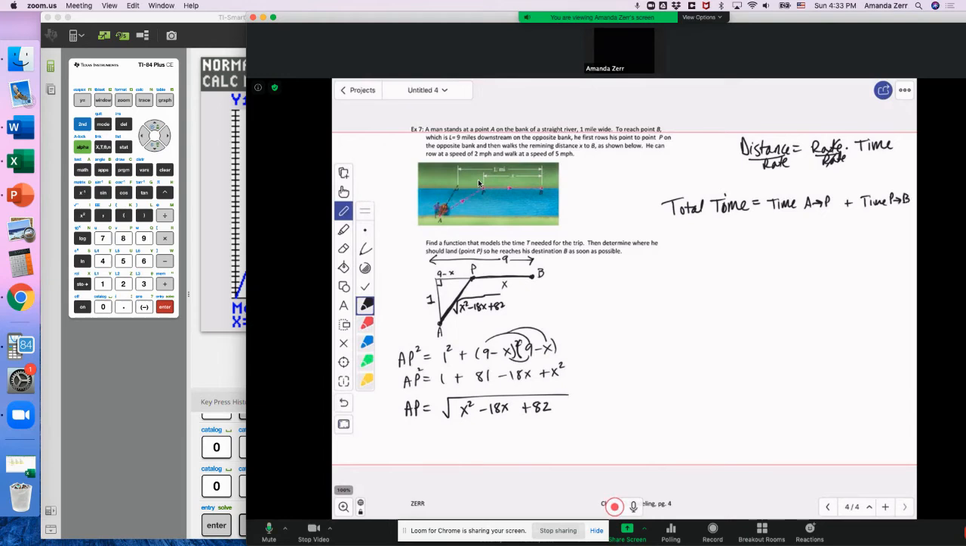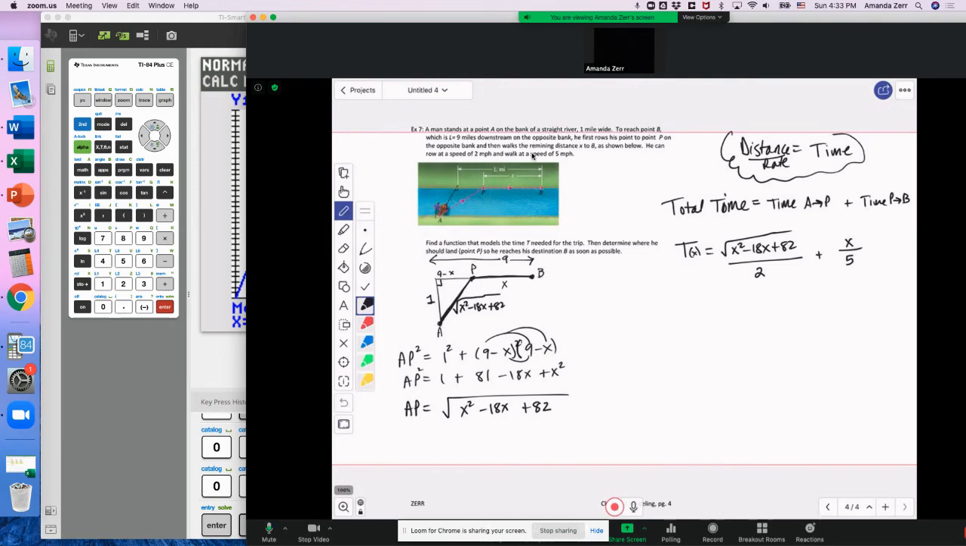Okay, so our expression for time is distance divided by rate. So our total time, T, is going to be the time going from A to P, which is our distance, the square root of X squared minus 18X plus 82, divided by the rate. The rate for rowing is 2 miles per hour. Okay, and then we do our time from P to B. That would be the distance, which is X, divided by the rate, which is 5. Okay, and so our time expression is in terms of X. Now we want to minimize that.